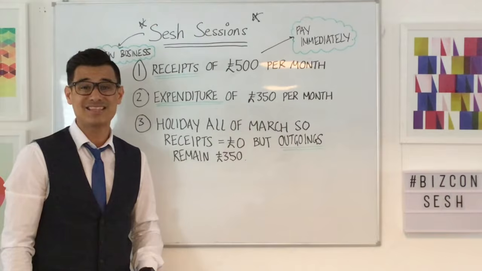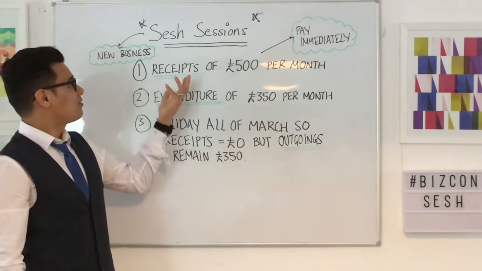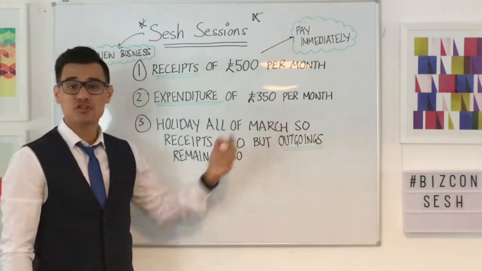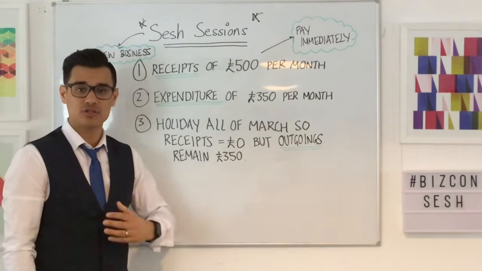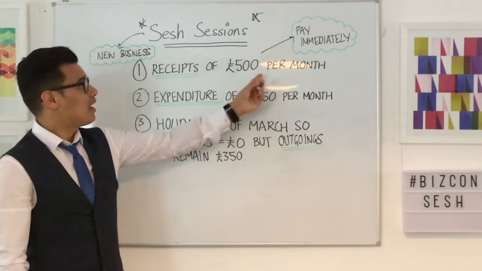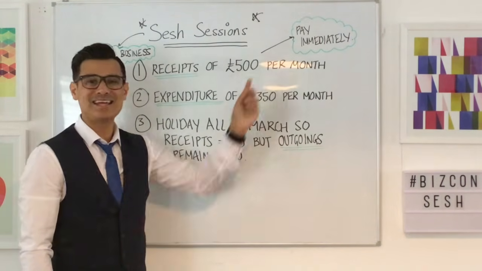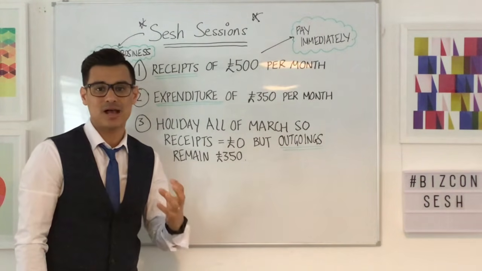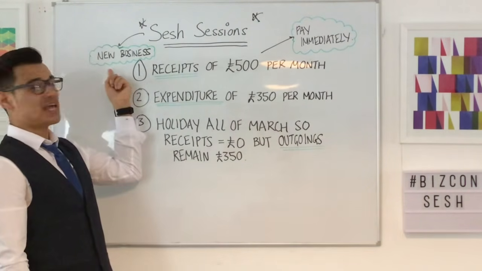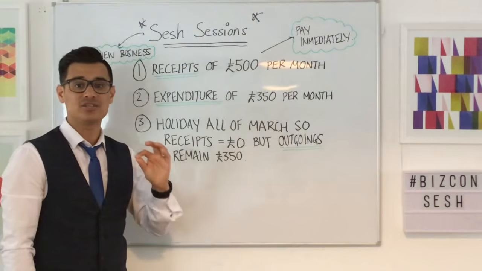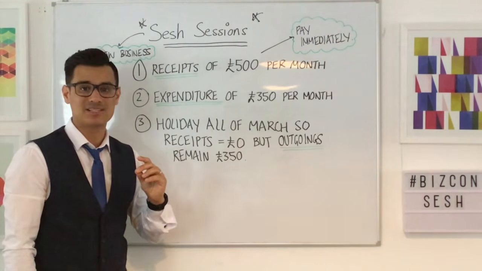They specialise in the tambourine. So, number one, they have receipts of £500 a month. So every month that they go gigging, they make 500 quid in 1 month. And we're going to, for the moment, imagine that 500 quid is paid immediately. Also, the other assumption is that Sessions is a brand new business, starting in January, we're saying.